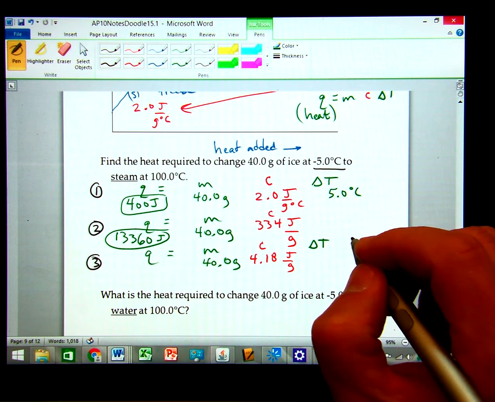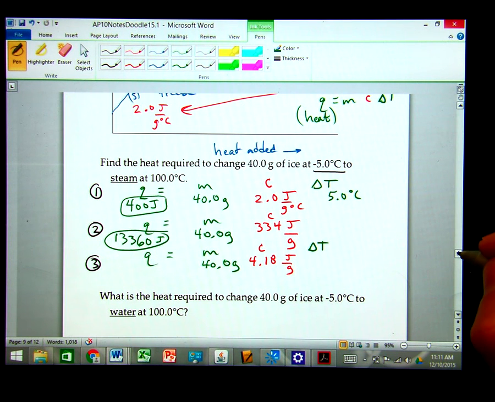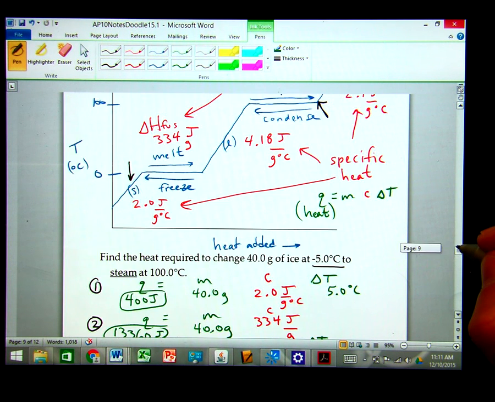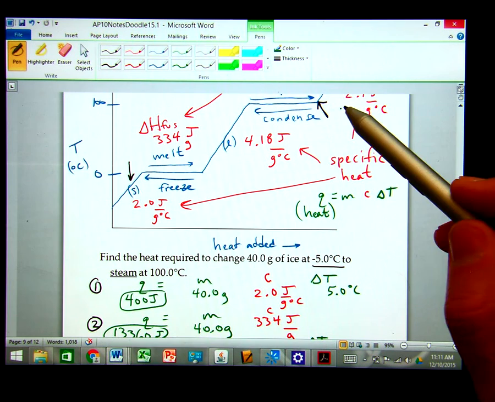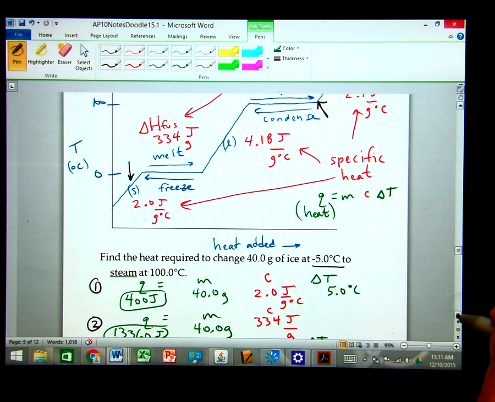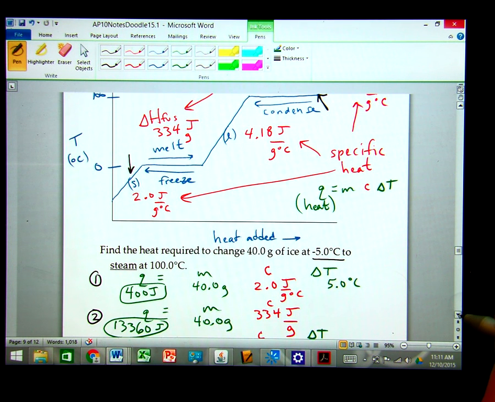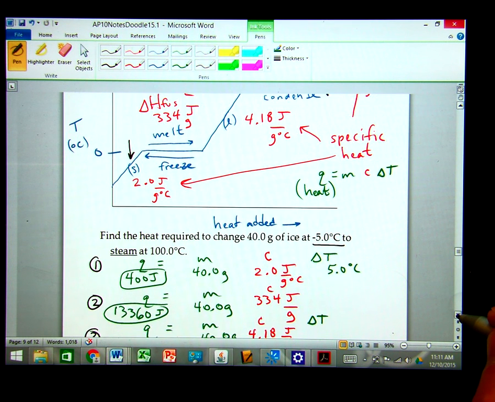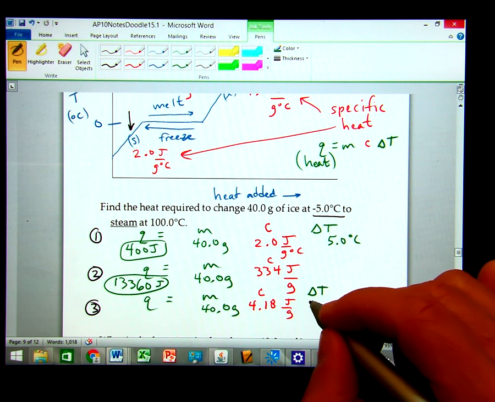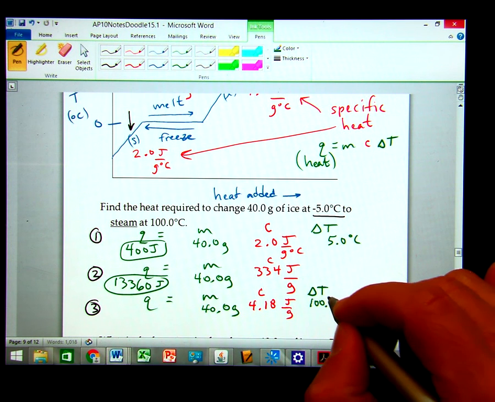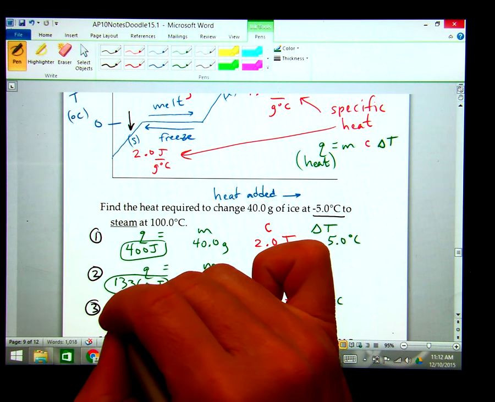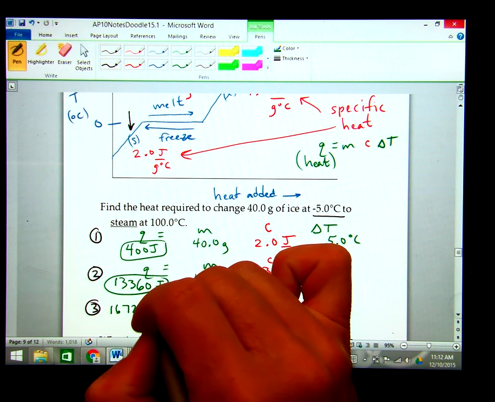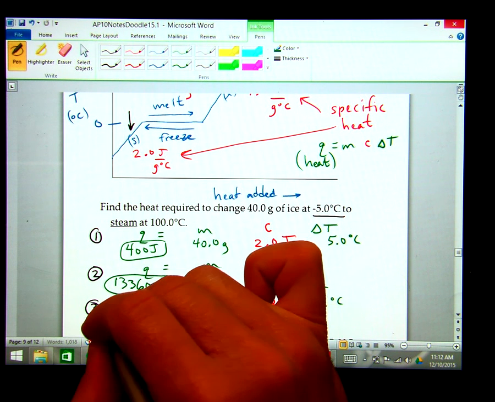And the delta T for this zone is actually going to be the whole zone. Because look, we're going from 0 all the way to 100. So that's the complete zone right there. 100 degrees Celsius is the total. So 100 degrees is the change. And now when you do the math for that, you're going to come up with 16,720 once you've rounded it. So 16,720 joules is the answer to this.